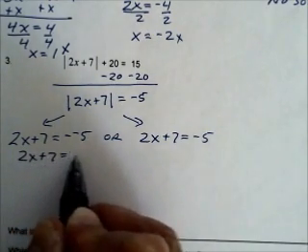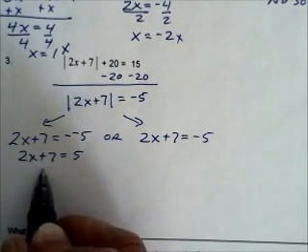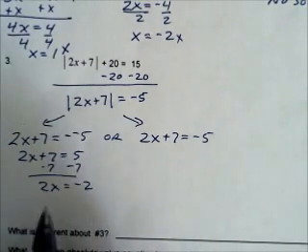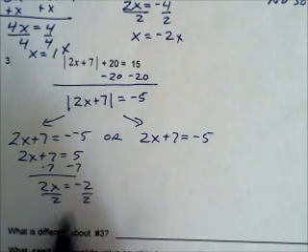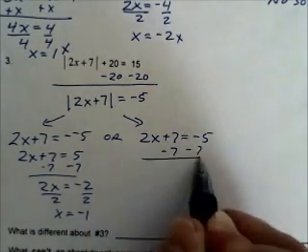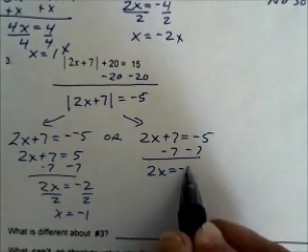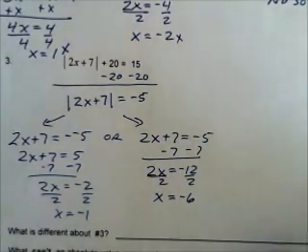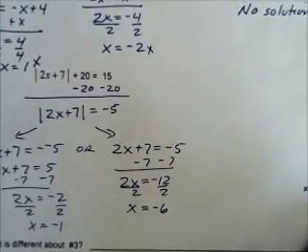2x plus 7 equals 5. Subtract 7 from both sides. 2x equals negative 2. Divide both sides by 2. x equals negative 1. Subtract 7 from both sides here. 2x equals negative 12. Divide by 2. x equals negative 6. Now we must check these two values for x.